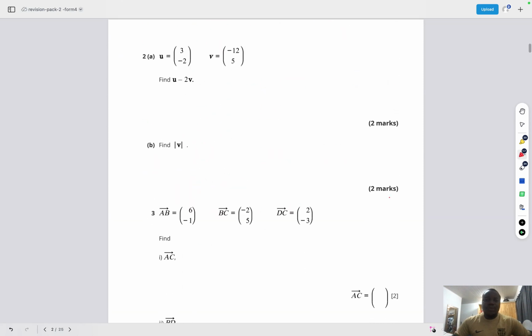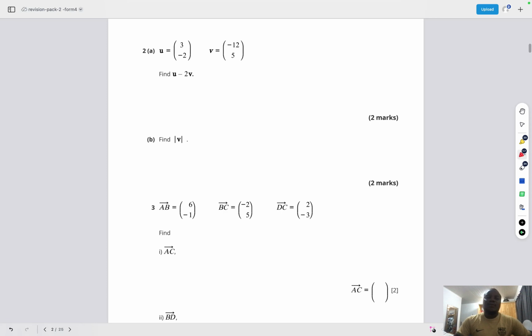Then we move on to number 2, which is a vector question. We've been given the vector u, and then the vector v, and we are asked to find u minus 2v. When given in terms of column vectors, it's x on top and y down. So in this case, our u is 3 and negative 2, and we are subtracting 2 multiplying negative 12 and 5.